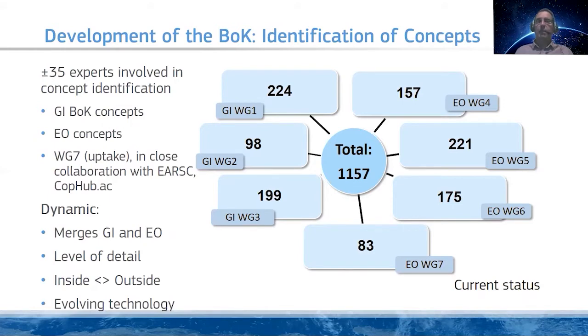For the Earth observation concepts, the work really started from zero. So discussions among the experts resulted in the 3 working groups that I named, and each of these working groups has between 150 and 220 concepts. So there's a lot of work to be done there.